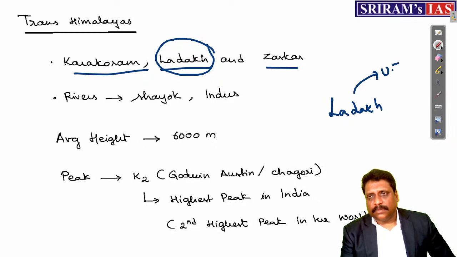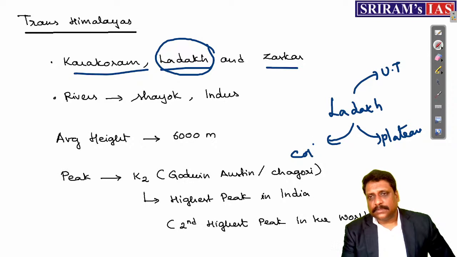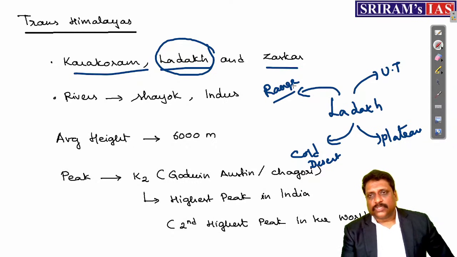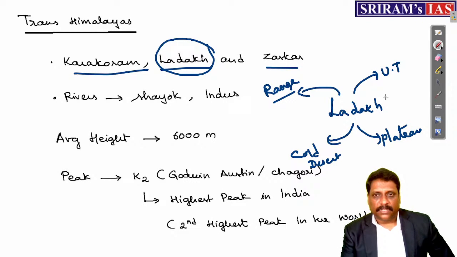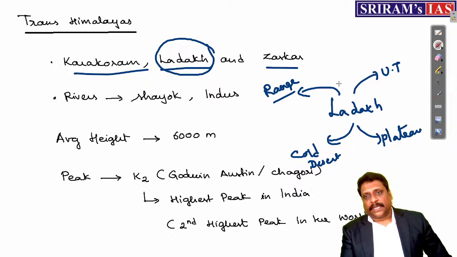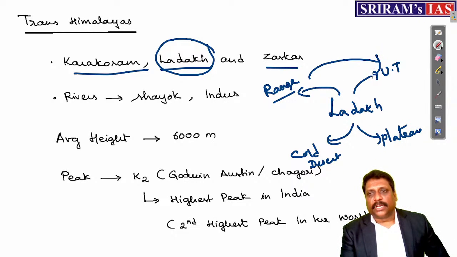Ladakh is a UT, Union Territory, right? Ladakh is a plateau. Even the cold desert, you call it Ladakh. Cold desert. Ladakh is also a range, right? So we do have a Ladakh range, we have a Ladakh Union Territory, we have a Ladakh plateau, we have a Ladakh cold desert. But what I should understand is that all the Ladakhs are different. But all these Ladakhs are there in Ladakh itself. Okay, right. So Ladakh range is there in the Union Territory of Ladakh.